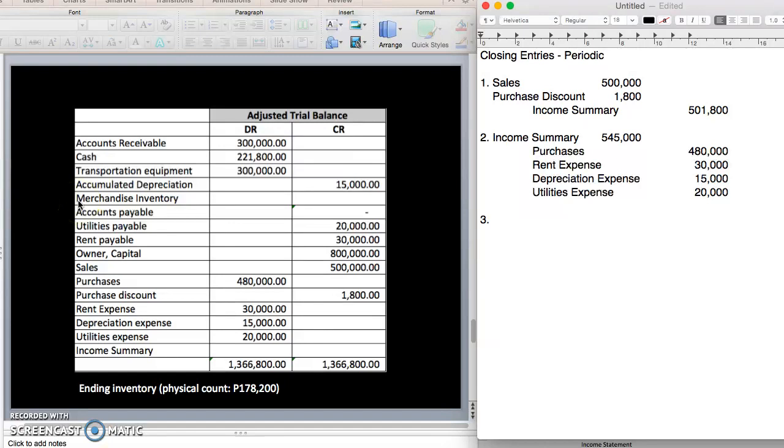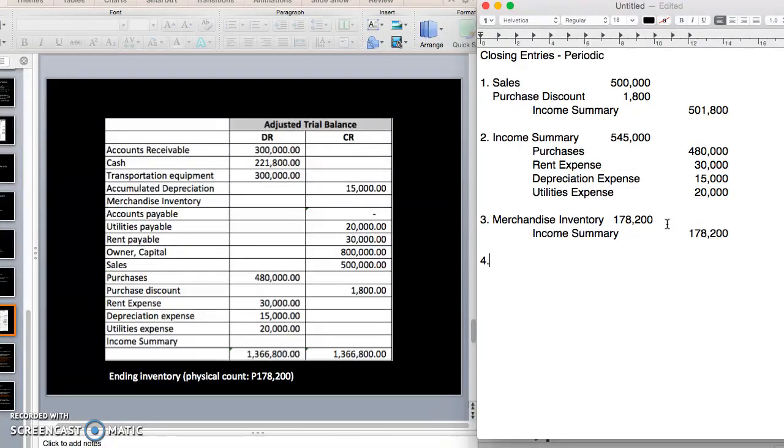So what we want to do is to move this ending inventory to this adjusted trial balance. So to do that, we need to debit merchandise inventory. That's going to be 178,200. Align everything here, and we're going to close that to income summary.